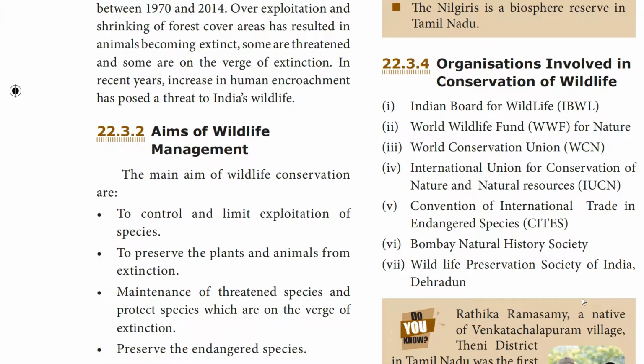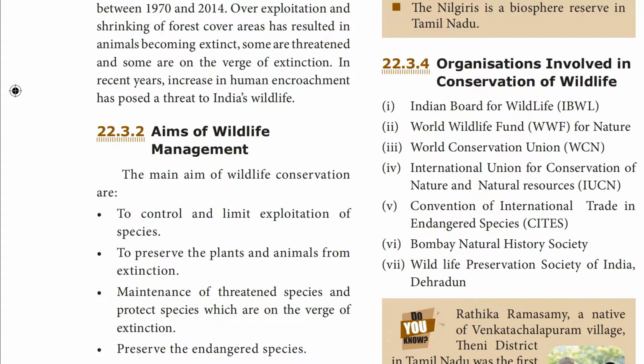What are the aims of wildlife management? So why should we manage wildlife? Why should we conserve wildlife? This is to control and limit the exploitation of the species. By conserving them, we will not be exploiting any species of organism, by which we contribute to the increase in the diversity of organism. Preserve the plants and animals from extinction. So wildlife management will help to preserve the plants and animals from getting extinct.